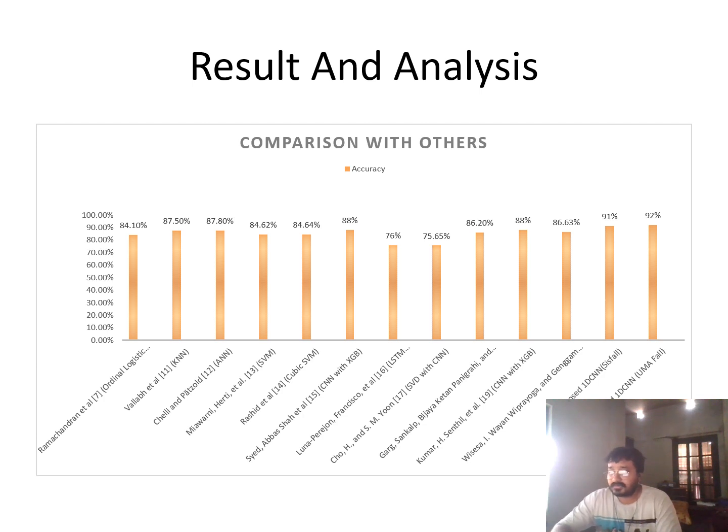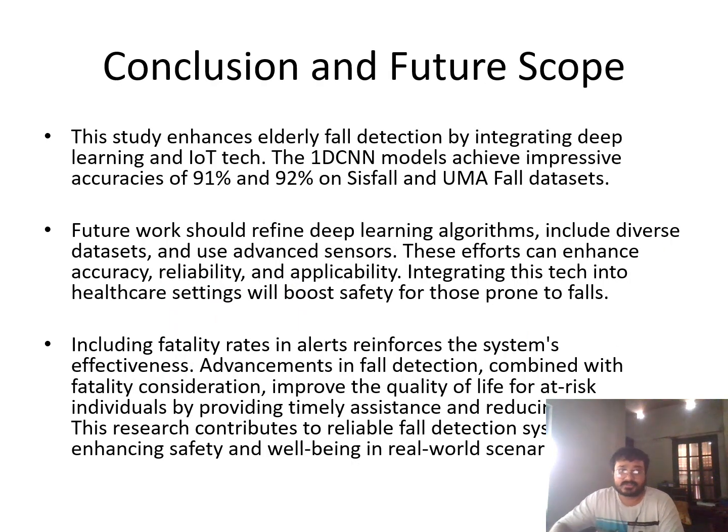There are many more in the comparison section, as you can see, where there is additionally the proposed 1D CNN model, which demonstrates an accuracy of 91% and 92% using the UMAFall and CIS-Fall datasets, showcasing its ability to accurately detect falls and its superior performance compared to the other models. We finish the presentation with the conclusion and future scope.